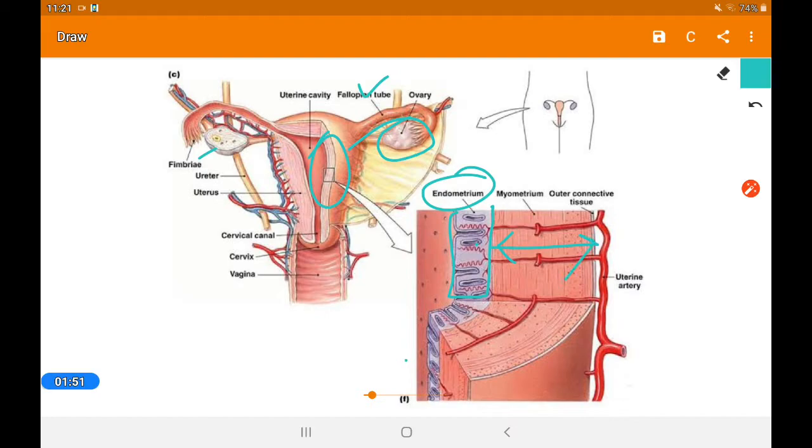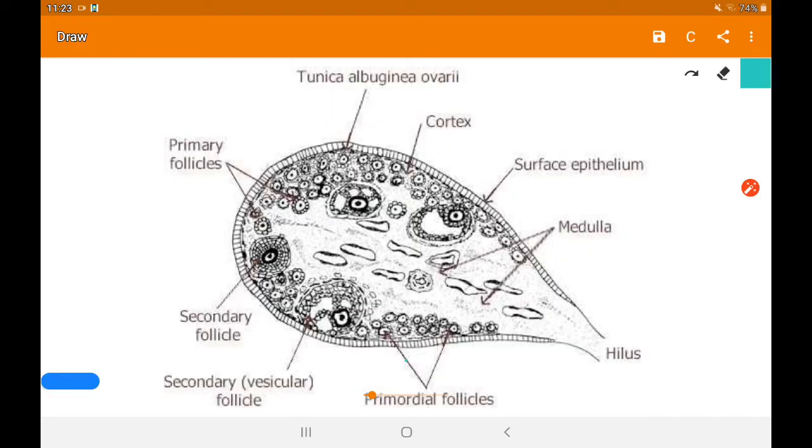Myometrium is the muscle area. Perimetrium on this side, and you can see the fimbriae and all other parts here. Each ovary is covered by a thin epithelium. So you can see the thin epithelium, which I am marking, and inside the ovarian stroma.